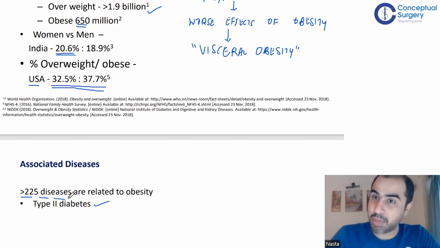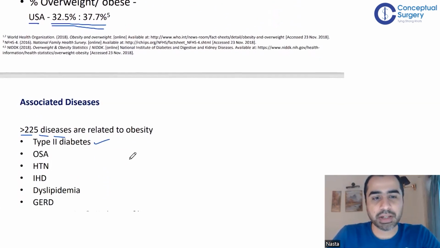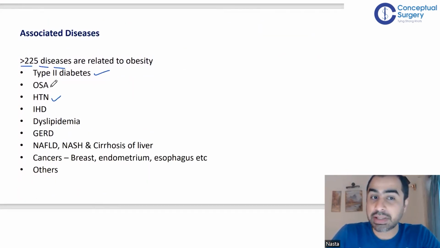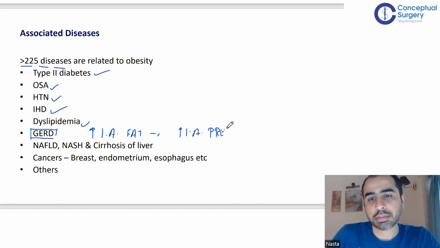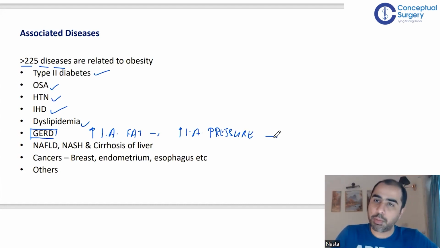Just imagine how many diseases. So you have type 2 diabetes, but many more. You have hypertension. You have sleep apnea, ischemic heart disease, dyslipidemia. All these are obvious, but there are more, like GERD. Understand, the more my weight or the more my intra-abdominal fat, the more will be my intra-abdominal pressure. And the more intra-abdominal pressure, the more it will push my stomach into the thorax, the more the GERD.